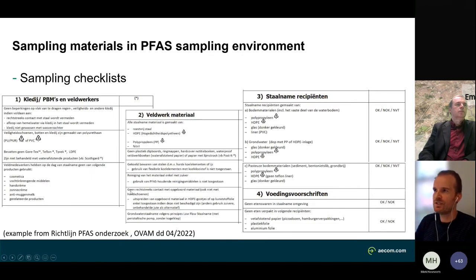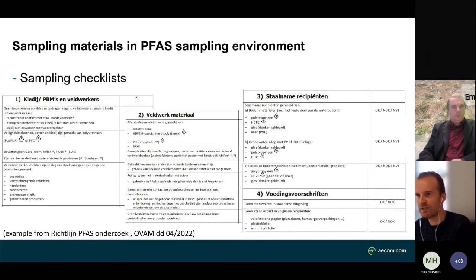To cover all these types of materials that you use, it's good to use sampling checklists. This is an example of the richtlijn PFAS-onderzoek launched by OVAM. We also have internal checklists, but it's good to have this available and used on site. Checklists are a good tool as part of a quality system to check and show that you have included the PFAS guidelines in your pre-planning and in the execution of your work.